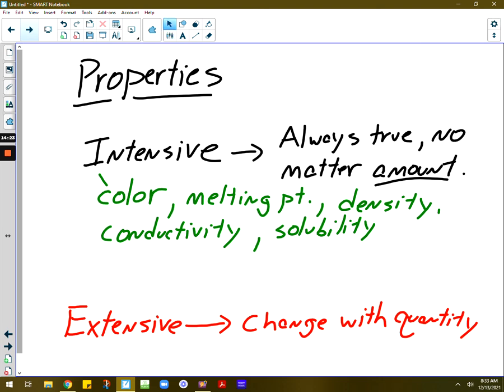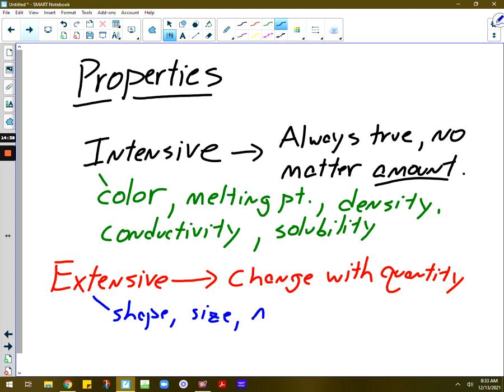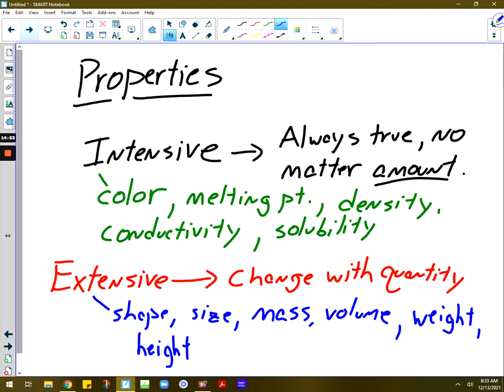Whereas extensive properties would be things like shape, size, mass, volume, weight, height. So if I've got more of something or less of something, these things change.